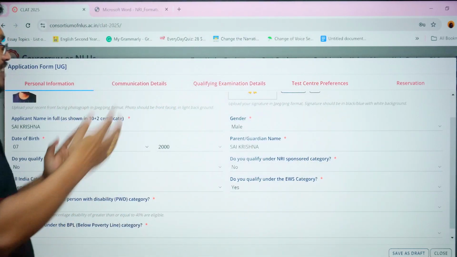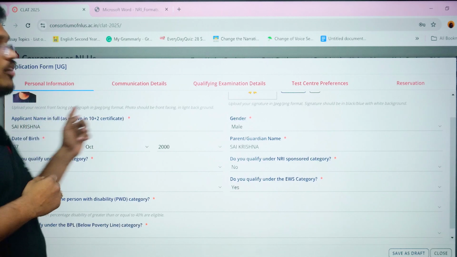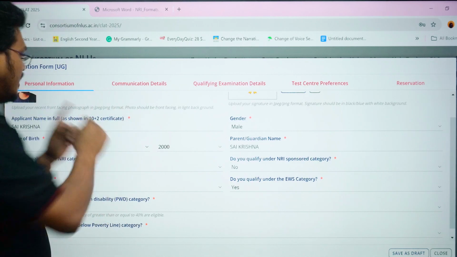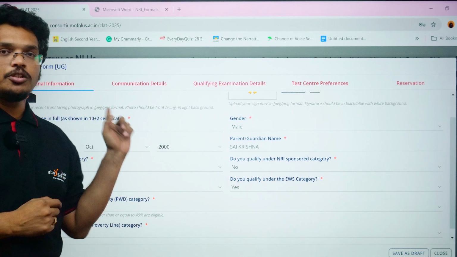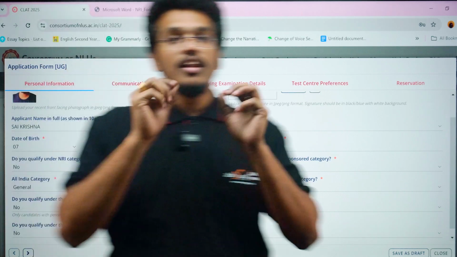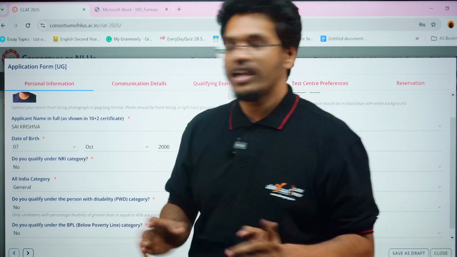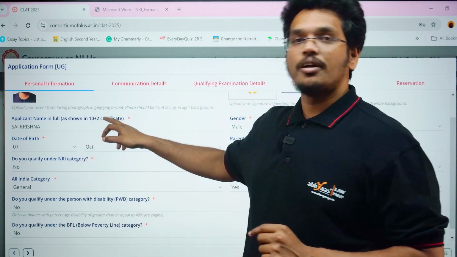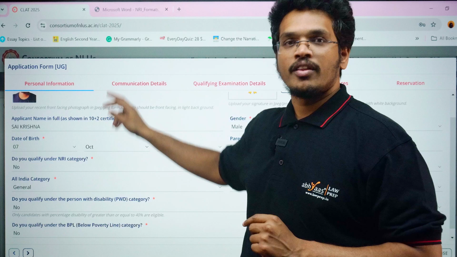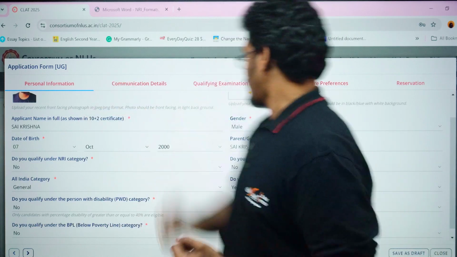So the first type of mistake is in entering your name. Please be noted, this name should be as per the 10+2 certificate. It is not based on the 10th class certificate. It is based on the intermediate certificate, 10+2. So this is the first thing you need to verify.